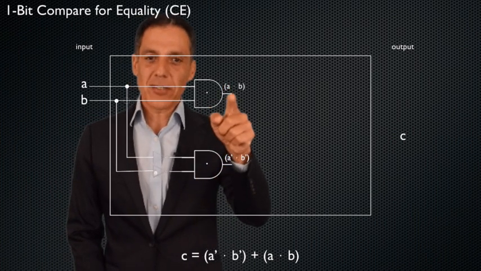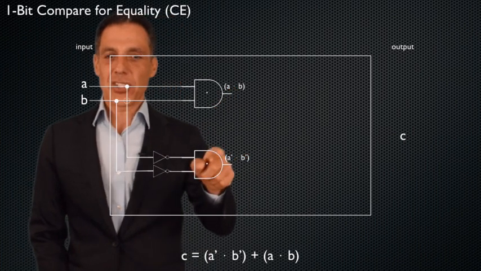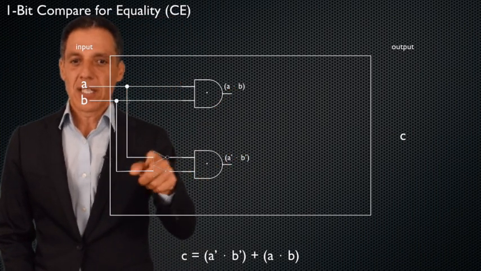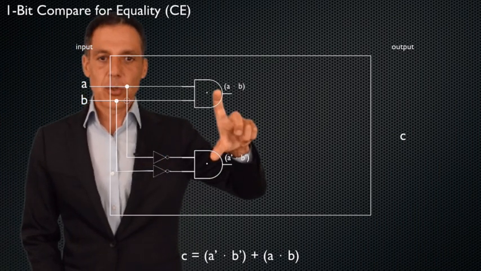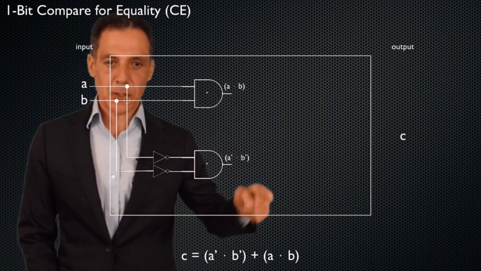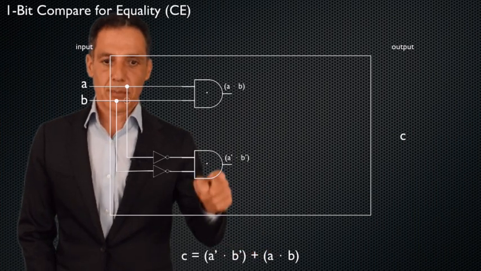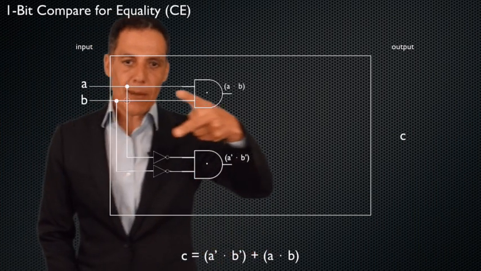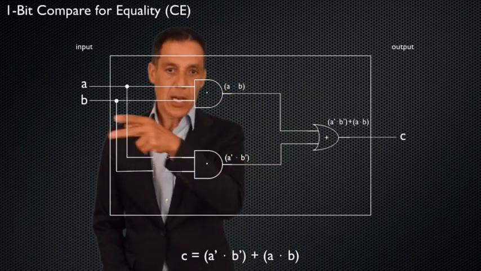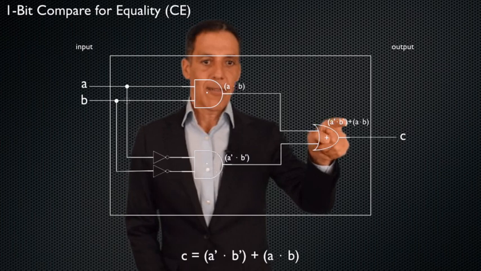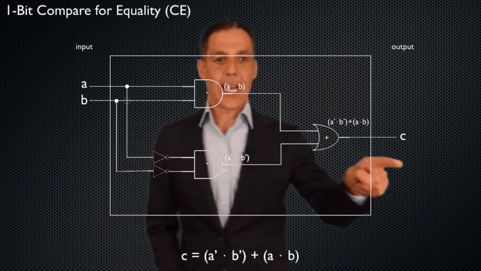I, again, like drawing these actual expressions here because it reminds me what I'm doing, and I can go back and check my work nicely. Now, this sub-expression corresponds to this. This sub-expression corresponds to this. And what do I want to do with those two? I want to shove them into an OR gate, and then I have my output. All right, good. Shove them into an OR gate. That's now the full expression, and I have my output.